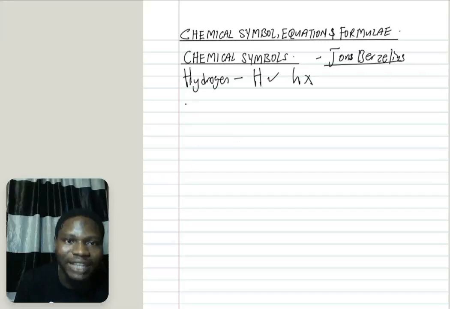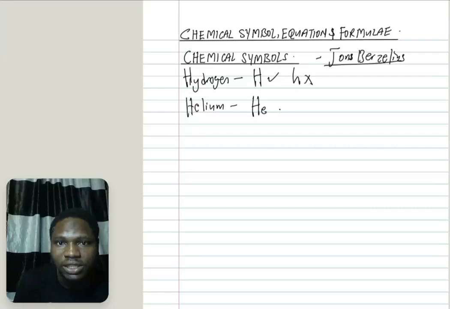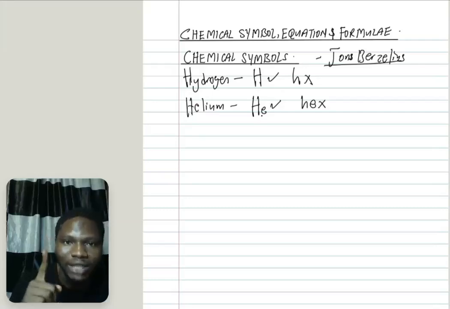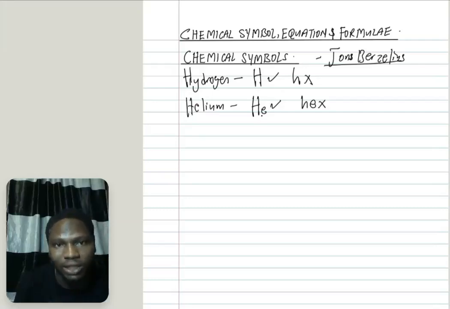Let's look at an element like helium. The chemical symbol of helium is He. Are we together? So this is correct, but something like this is not correct. Why? Whenever the chemical symbol is a double letter, the first one has to be a capital letter, the second one has to be a small letter. That is it. So a symbol like this is wrong, but this is correct.